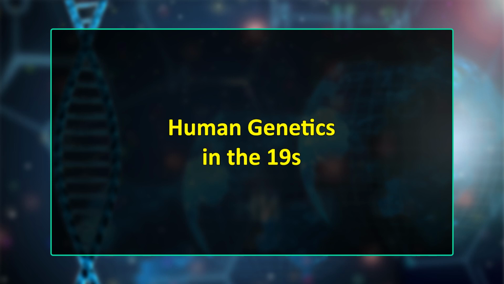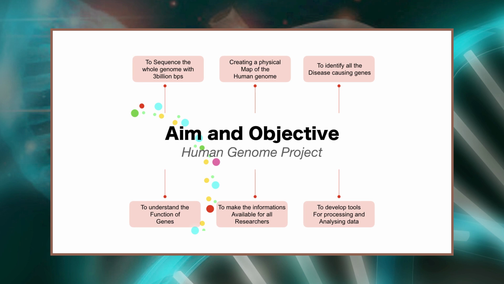Let's now discuss human genetics in the 90s. In 1990, the Human Genome Project, that is the HGP, began. By the time of its completion in 2003, Human Genome Project researchers had successfully determined, stored, and rendered publicly available the sequences of almost all the genetic content of the human genome.